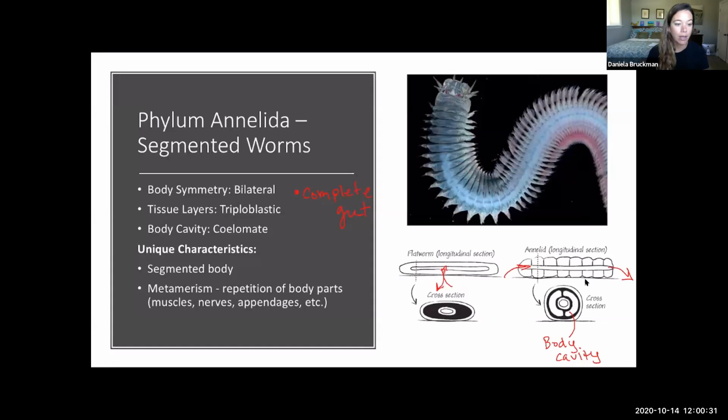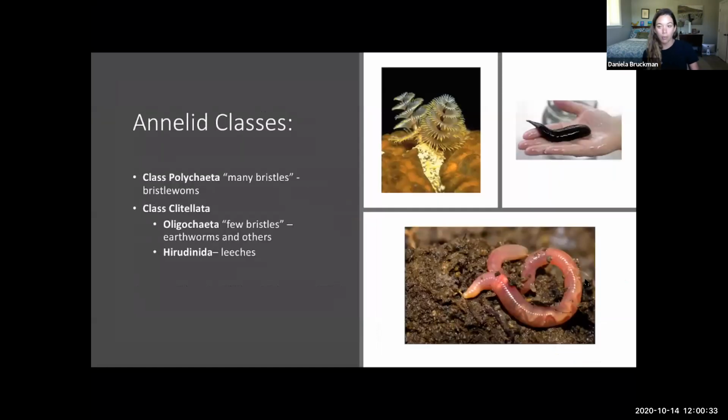All right, cool. So let's take a look at some annelid diversity. The annelid phylum is one of these phyla that has really been in flux in terms of phylogeny and taxonomy. So depending on what your source is, you may see that the annelid worms have a different number of classes. This, from my own research, seems to be the most up-to-date way of looking at annelid taxonomy.